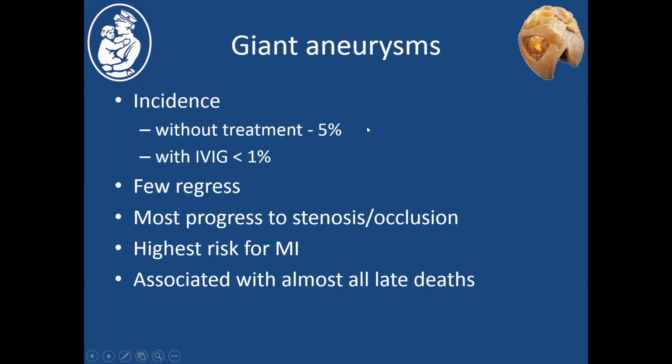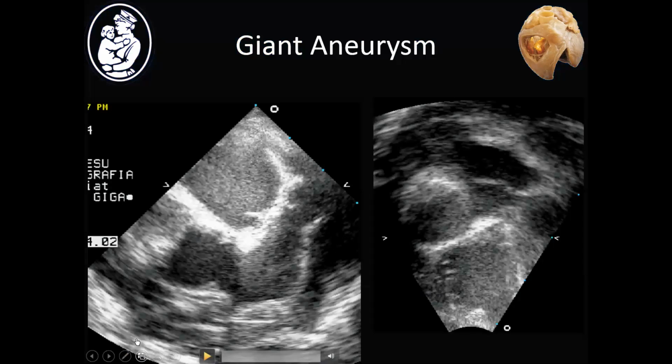Giant aneurysms, the incidence without treatment was about 5%. Now with treatment, it's less than 1%. Very few of these regress. Most of them continue to stenosis and occlusion. These are the patients who are at highest risk for myocardial infarction, and giant aneurysms are associated with most of the deaths from Kawasaki disease.